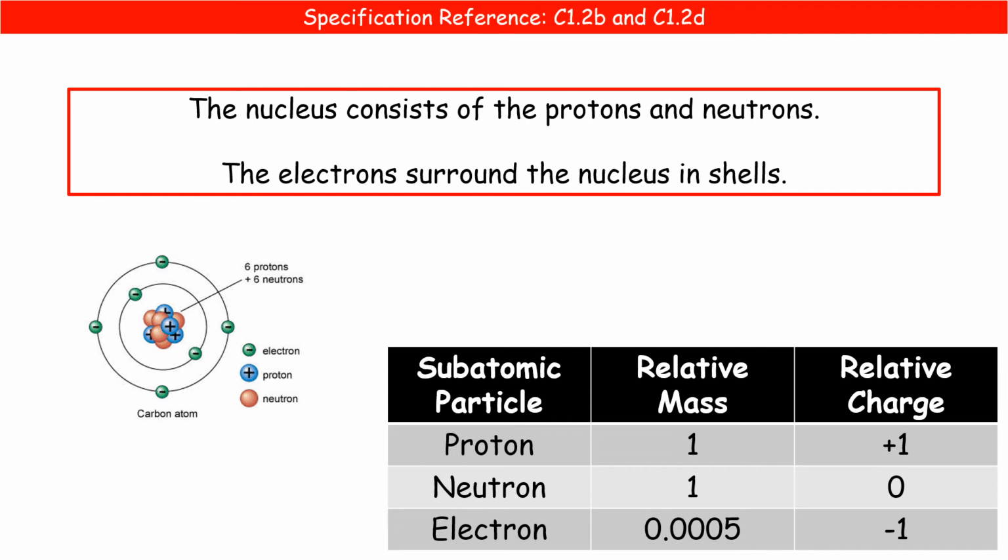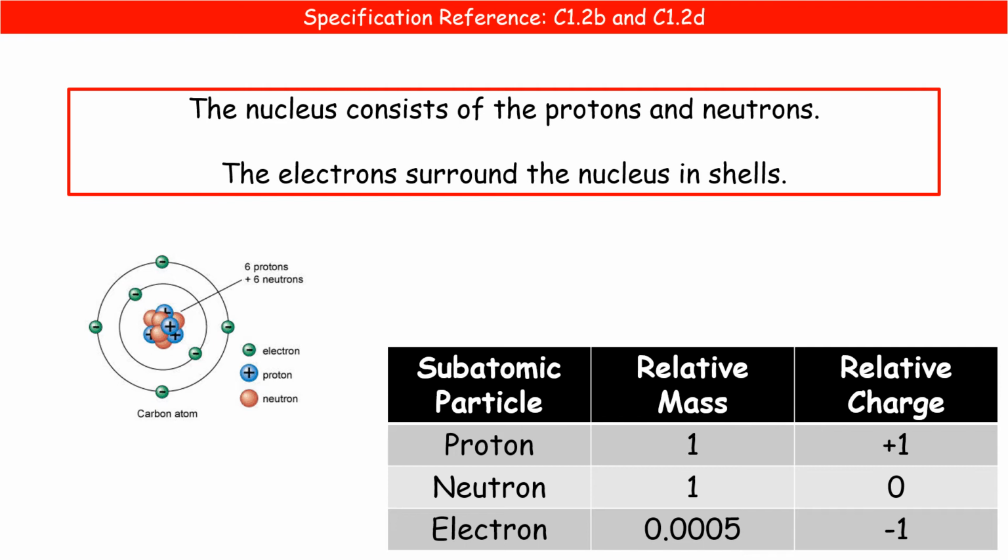You need to know the three subatomic particles, proton, electron and neutron. You need to know the relative mass and the relative charge for each of them. They do like this as a little gap fill exercise, so it's not worth a vast number of marks, but it could be worth a couple of marks to you. So protons, mass of 1 and relative charge +1. Neutrons, mass is 1, relative charge 0 because they're neutral, so no charge.